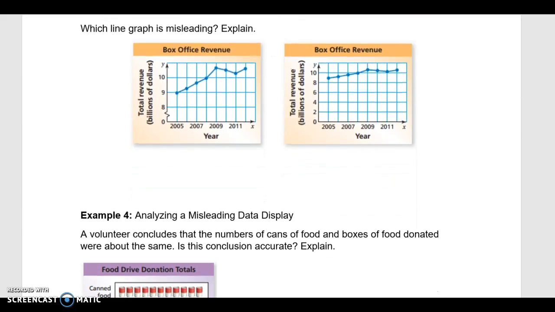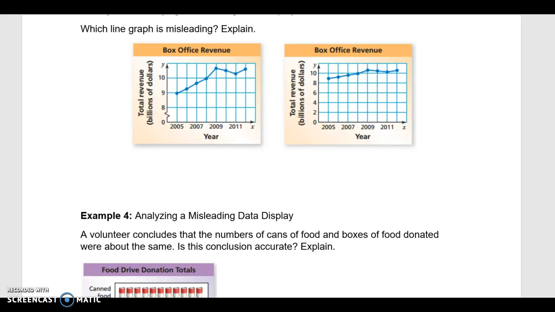In this case, we're going to talk about something new. When are graphs misleading? You have 2 graphs here. Both of them are line graphs, and both of them are representing data over time. So they are a correct representation of the data, but one of them is misleading. So we need to look at both graphs and determine why.